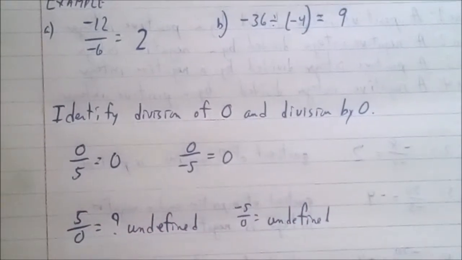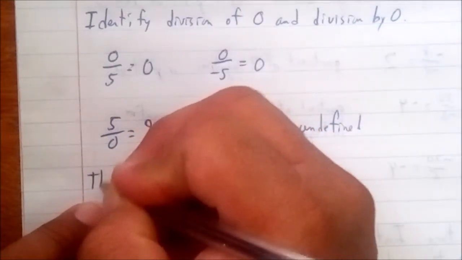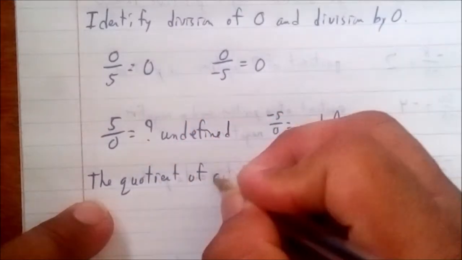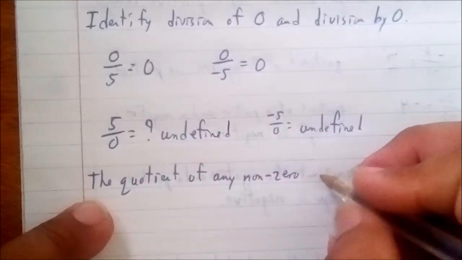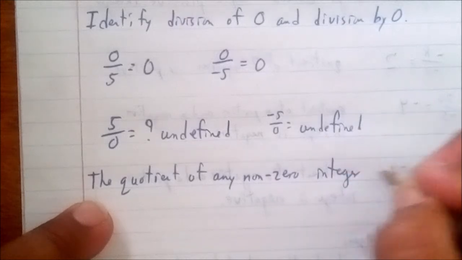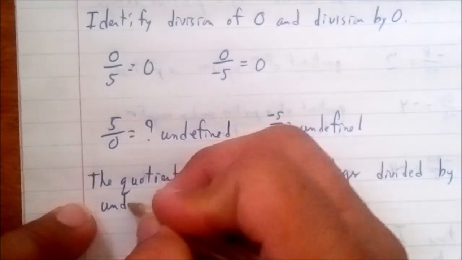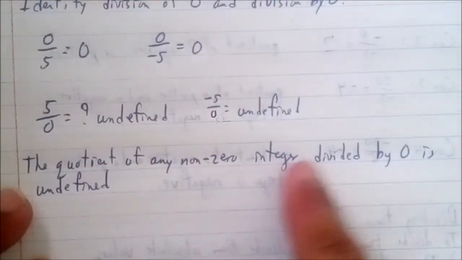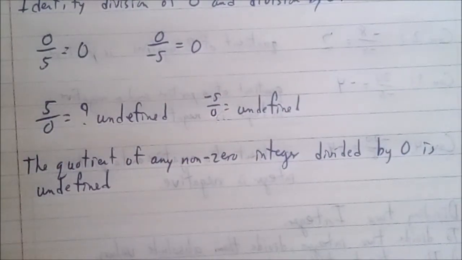This concept here is summarized as to say the quotient of any non-zero integer divided by 0 is undefined. So the quotient of any non-zero integer divided by 0 is undefined, regardless if it's positive or negative. So that's the key point there.